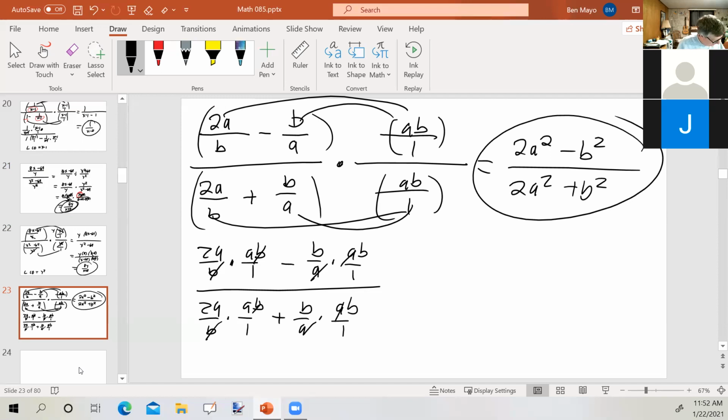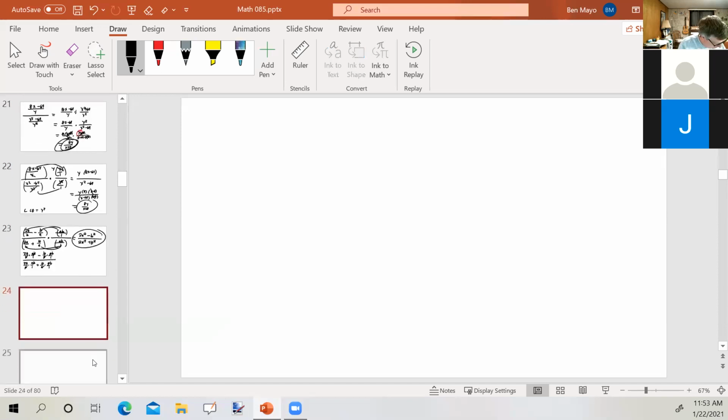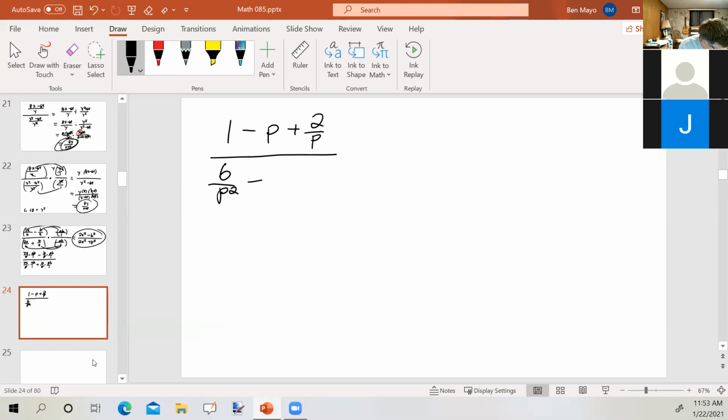Okay. How about this one? 1 minus p plus 2 over p all over 6 over p squared plus 1 over p minus 1. Keep in mind, again, there's all these implied denominators there. So on top, we've got denominators of 1, 1, and p. On the bottom, we've got p squared, p, and 1.